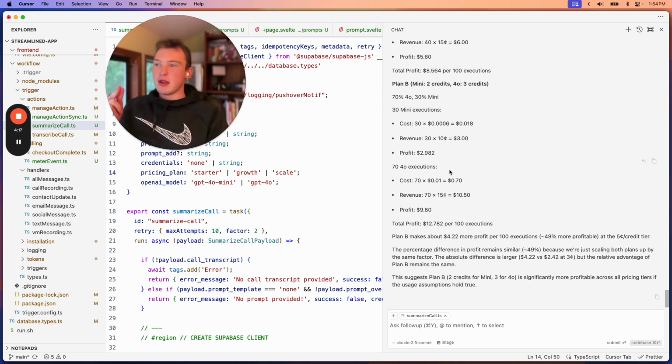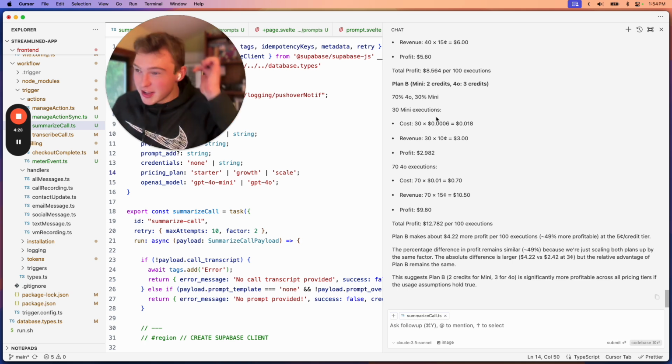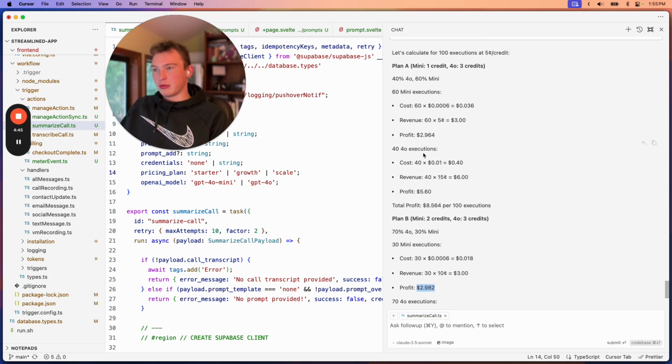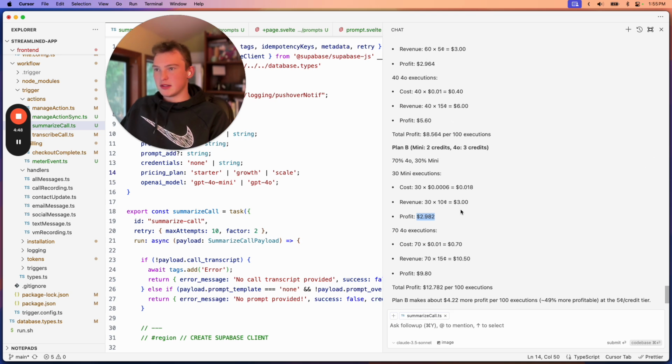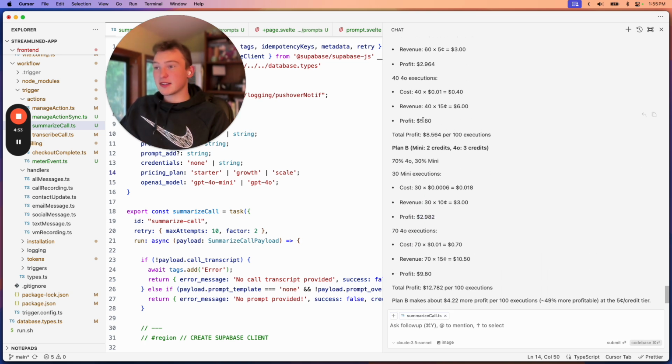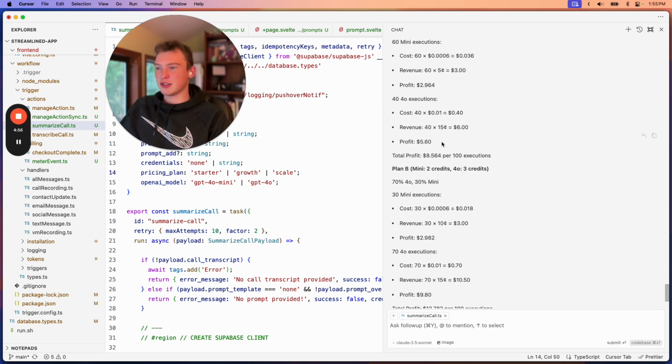But if we make mini cost 2 credits and 4.0 cost 3 credits, we're going to get fewer executions of mini and more uses of 4.0. Now 4.0 costs more, so you might think it doesn't make sense to incentivize people to choose that one. But if we do the math here, well, if I force an LLM to do the math for me, we see that with only 30 mini executions, we make about $3 in profit, which is somehow the same. Oh, yeah, $3 in profit because it's twice as expensive, so even half the executions, same profit.